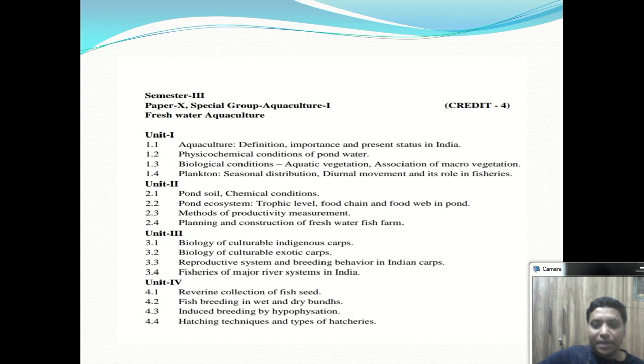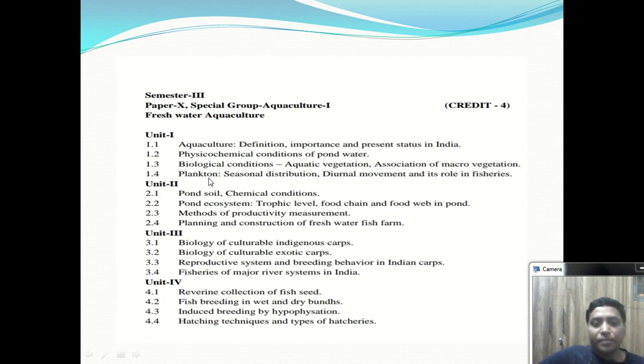So all these plants which are present in the water, and their role. These plants are called the biological condition of the pond water. The next topic is the planktons.